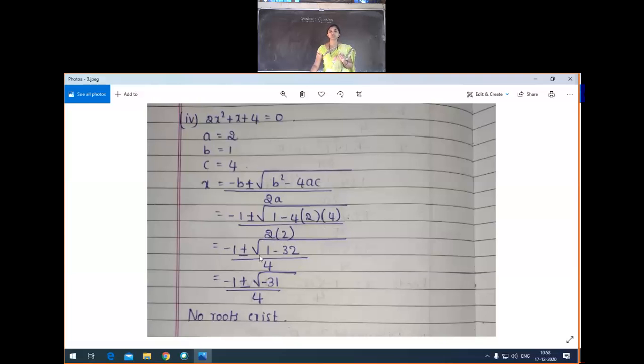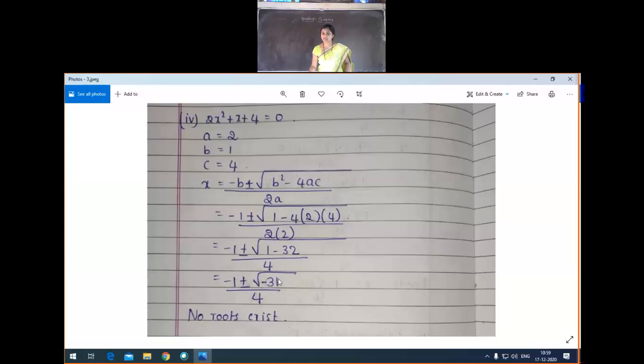Next step, minus 1 plus or minus square root of 1 minus, here simplification, 4 4s are 16, 16 2s are 32, divided by 4. Okay, so minus 1 plus or minus square root of minus 31. If a negative number comes inside the square root, then you have to write the answer as no real roots exist, okay? When you get a negative number inside the root sign, you have to write the answer in the form of no roots exist. Now we'll discuss the difference between the first problem and the fourth problem.